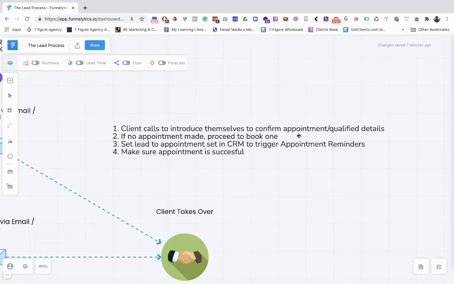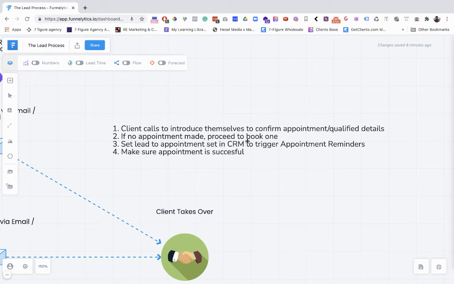So if a seller books an appointment, you're not going to wait until the appointment happens. Let's say it's next Friday. If today is Tuesday, you're going to actually go ahead and call the seller right away. Tell them, thank you for booking your appointment. What's your situation? I see this in my notes. What's going on? If no appointment was made, proceed to book one, of course, right? Because no one has booked an appointment.